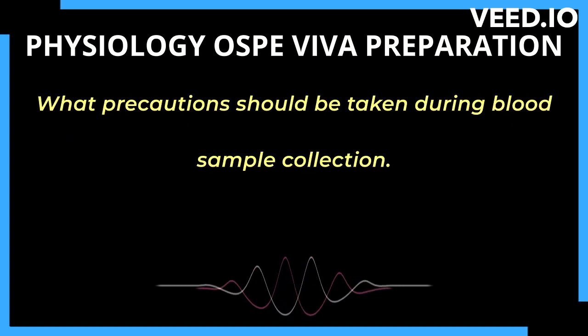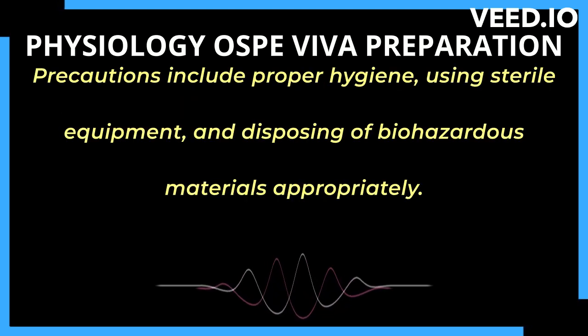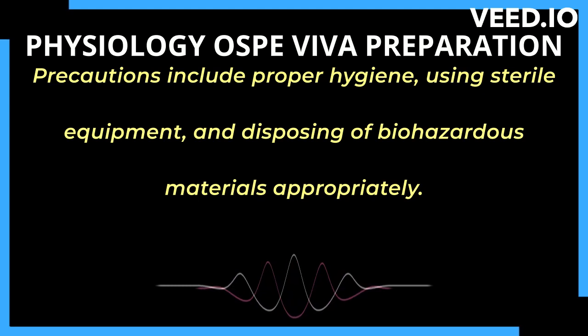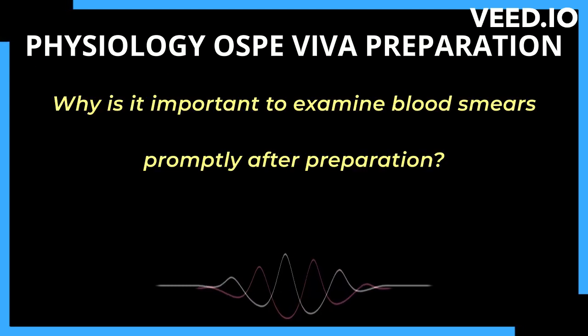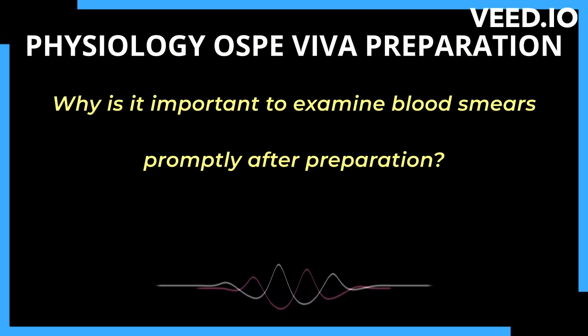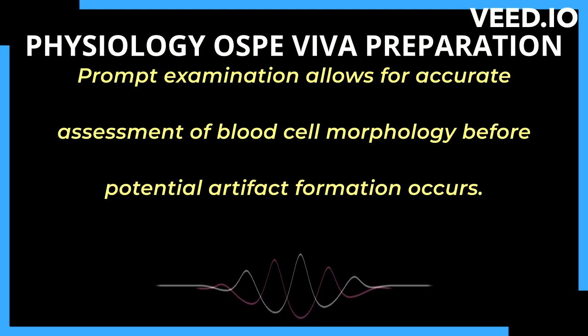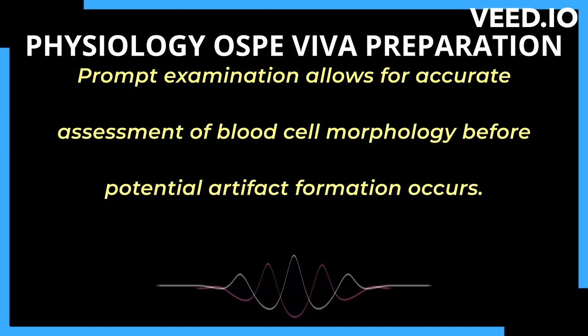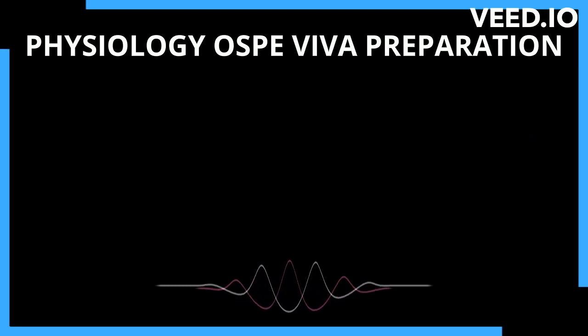What precautions should be taken during blood sample collection? Precautions include proper hygiene, using sterile equipment, and disposing of biohazardous materials appropriately. Why is it important to examine blood smears promptly after preparation? Prompt examination allows for accurate assessment of blood cell morphology before potential artifact formation occurs.